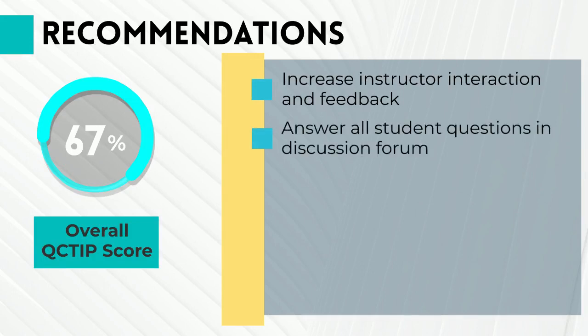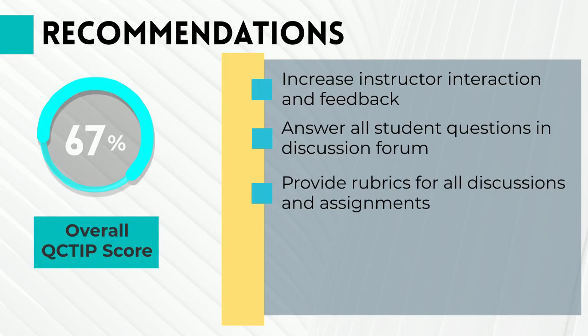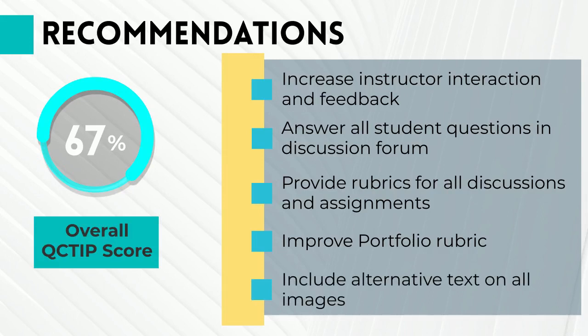Time also needs to be devoted to the open discussion forum to ensure that all students' questions are answered in a timely fashion. Rubrics need to be included for all discussions and course assignments so that there is transparency in grading and students understand the criteria for which they are accountable. The rubric for the portfolio project needs to include a scoring guide and inclusion of scores and feedback. Last, all images in the course need to include alternative text so that all students are provided with equal access to the content. I believe these adjustments will improve the effectiveness of the course and improve student interaction and retention.